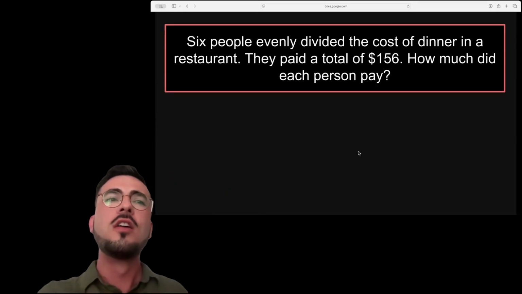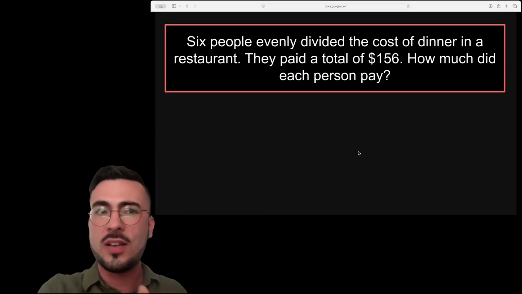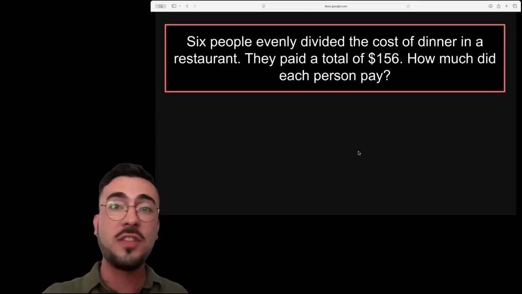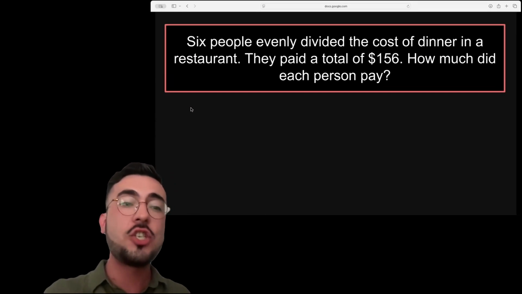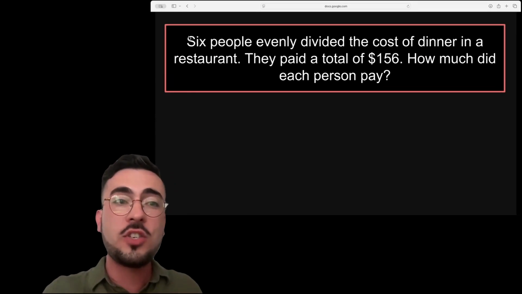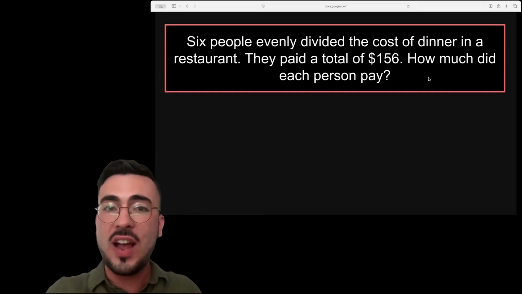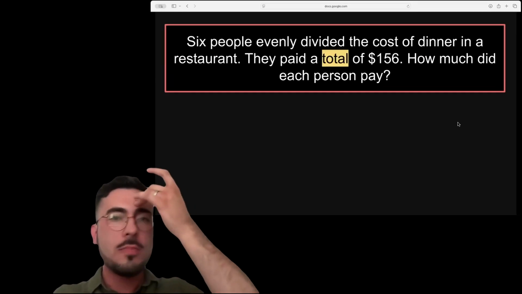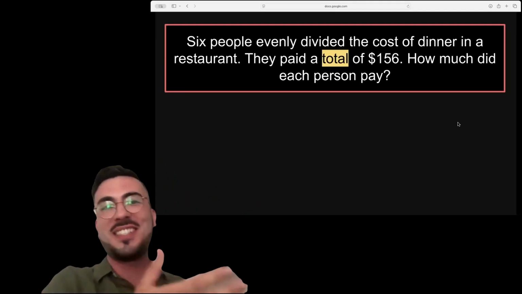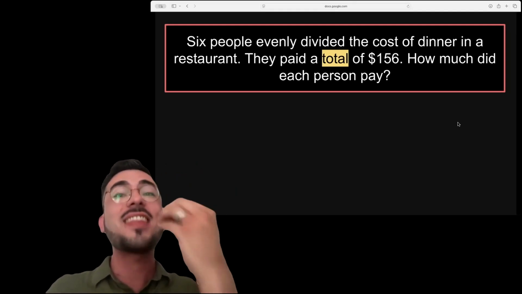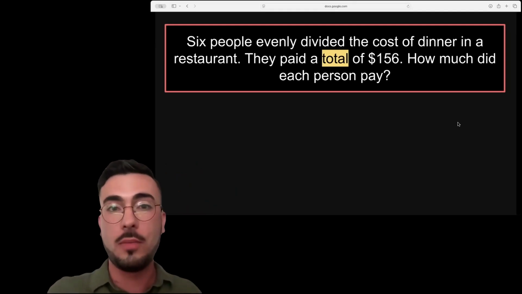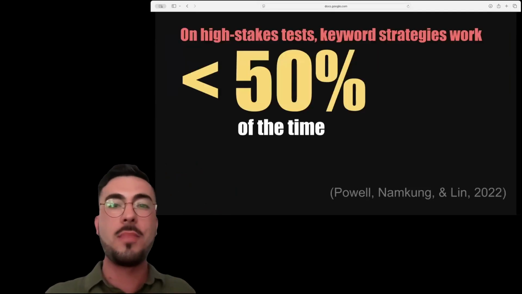If you take an example from the 5th grade MCA test in Minnesota, 6 people evenly divided the cost of a dinner in a restaurant. They paid a total of $156. How much did each person pay? Some students might use a keyword strategy and see divide, and they might get on the right track. Some students would see total and go, oh, I remember, my teacher told me total is addition, total is plus, 156 plus 6, and they're going to type in their answer. And they're not thinking about the actual relationships between the quantities in this problem. They're not doing real deep mathematical thinking.